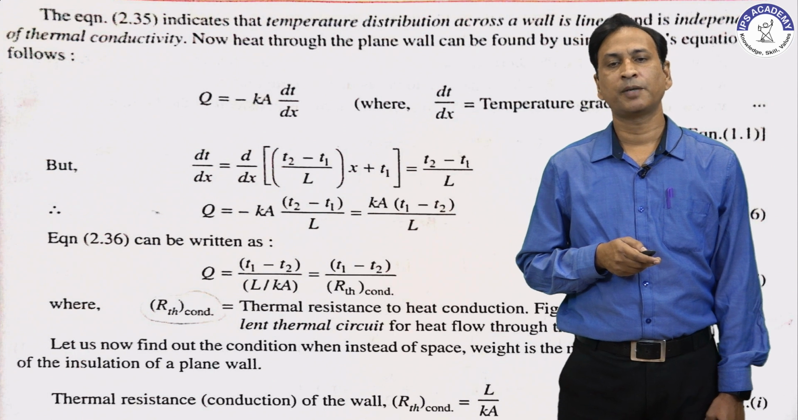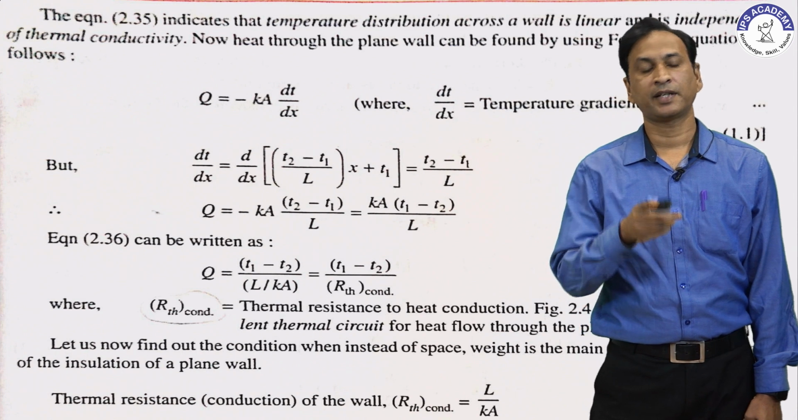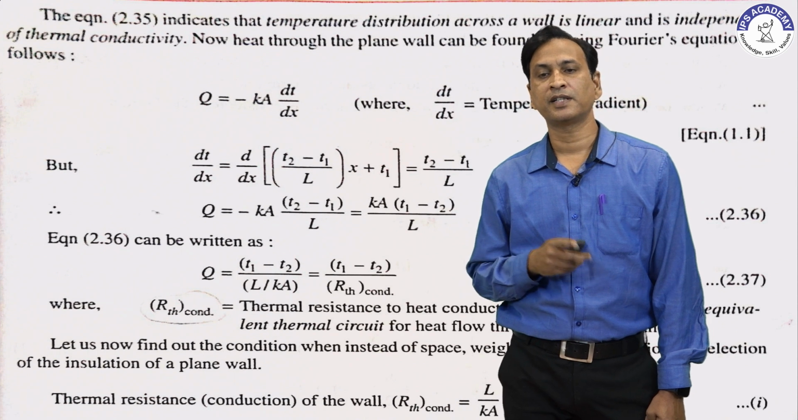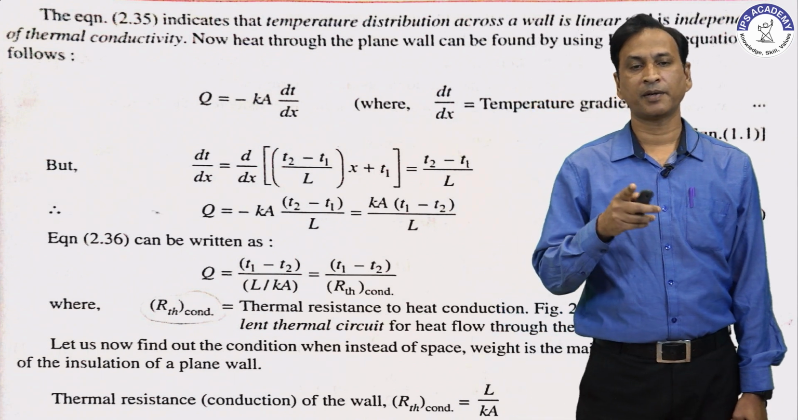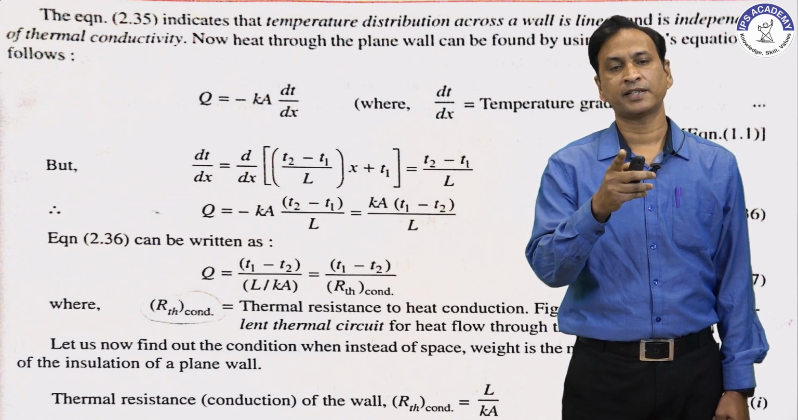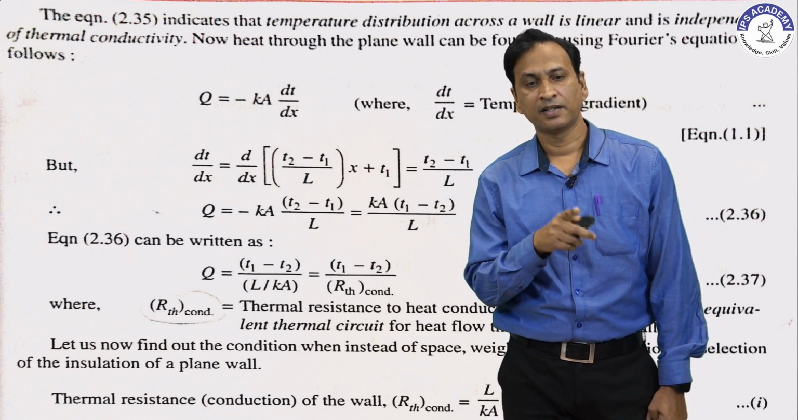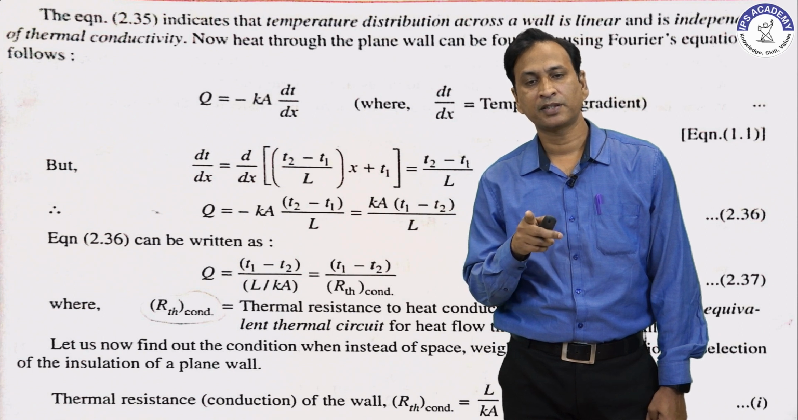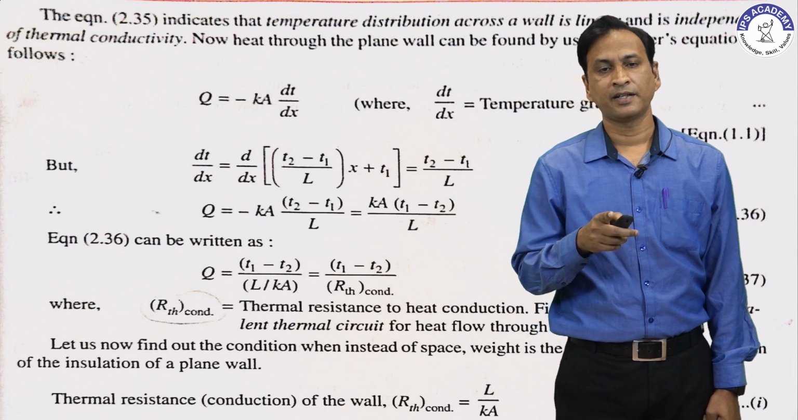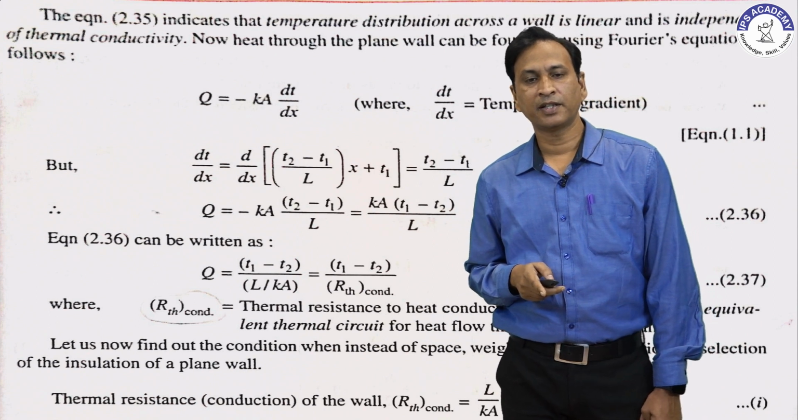Now heat flow through a plane wall can be found by the Fourier equation as follows. Taking Fourier's law, Q is equal to minus K A dT upon dx, where dT upon dx is the temperature gradient. But dT upon dx is equal to d by dx of the value of T. The value of T is T2 minus T1 upon L into x plus T1. Simplifying the differential, it gives T2 minus T1 upon L. Therefore, Q is equal to minus K A dT upon dx. Substituting the value of dT upon dx, T2 minus T1 upon L.